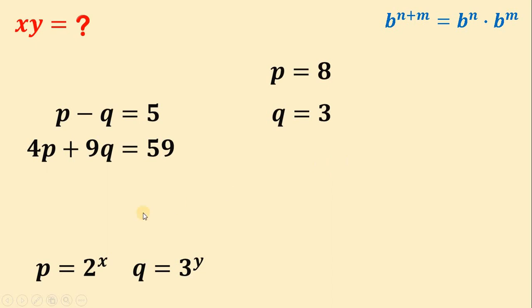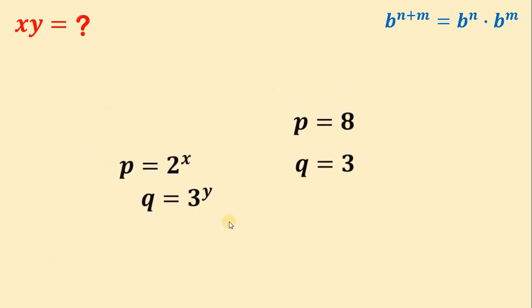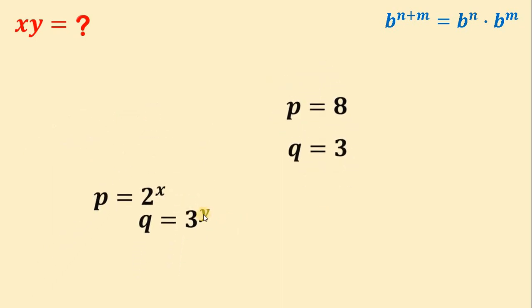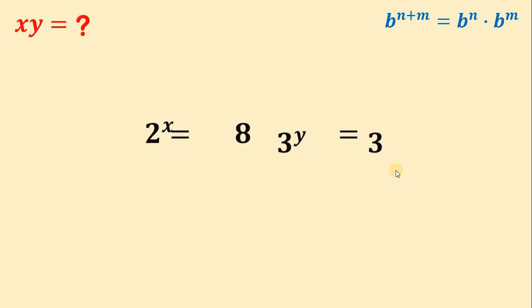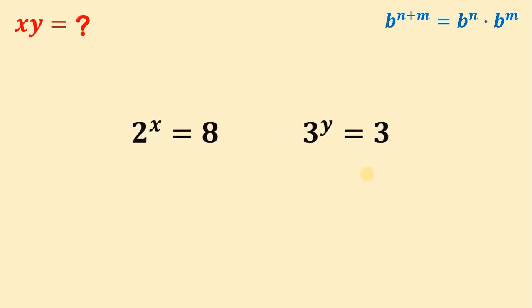And now, also take note that p is equivalent to 2^x and q is equal to 3^y. And now, let's focus on these equations. We know p equals 2^x and it is equivalent to 8. Therefore, we can say that 2^x must be equal to 8. Also, 3^y must be equal to 3. Now, we can solve for the values of x and y. Take note that 8 is just 2^3, and 3 can be written as 3^1. So, definitely, we can say that x must be equal to 3, and y must be equal to 1.